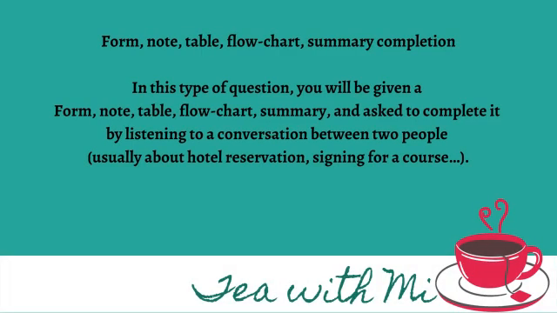The first kind of question that we have is form, note, table, flowchart, or summary completion. In this type of question, you will be given a form, as the name says it all, a table, or a summary, and asked to complete it by listening to a conversation between two people. Usually, the conversations here are hotel reservations, booking a trip, signing for a course. It's the kind of listening where lots of questions are asked and lots of information is provided.